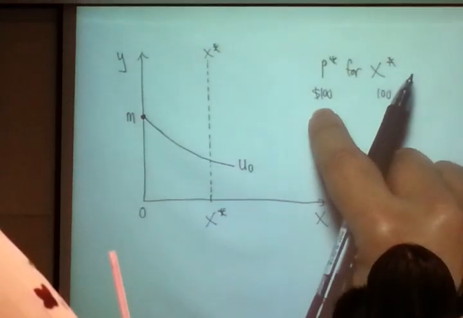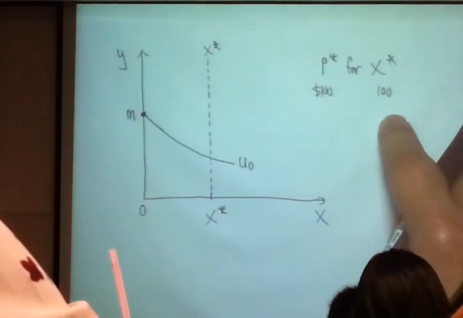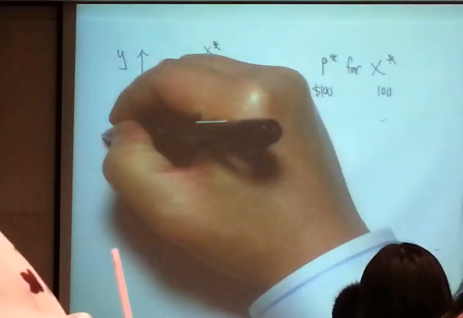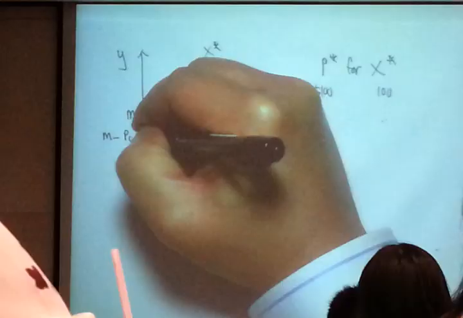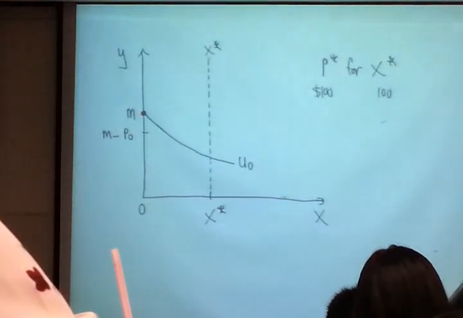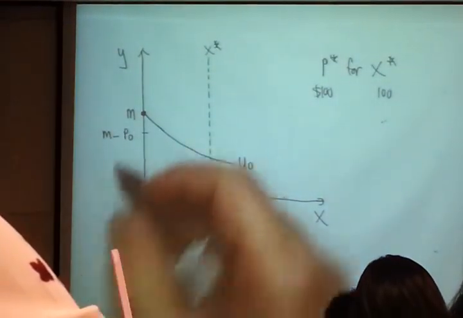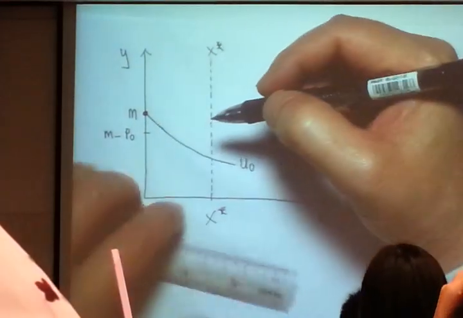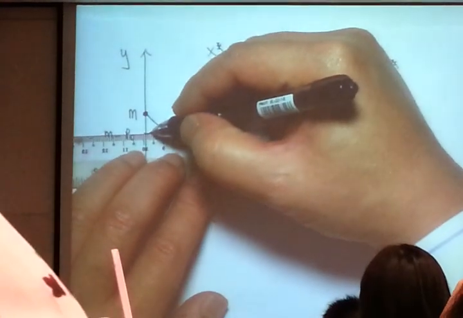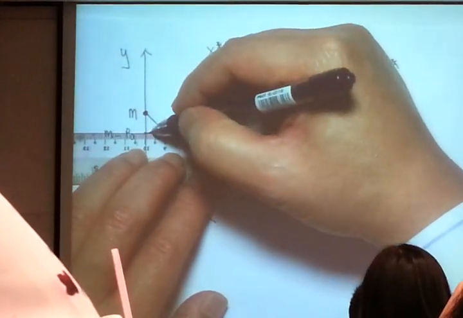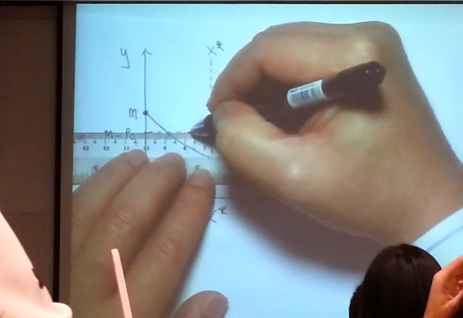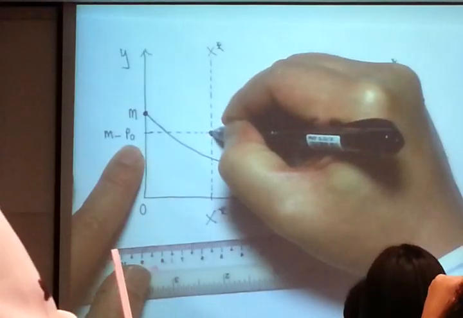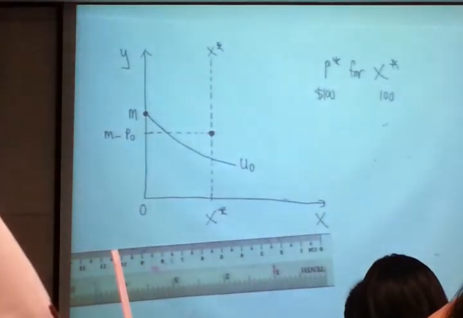If I charge him $10 for 100 units, I charge him a very low price. Now, if I charge him a very low price, then his remaining income will be M minus P0. Agree? If I charge him very little, $10, therefore his income will fall by this. And he paid P0, he gets X star. So where will he be? If I charge him P0 for X star, his remaining income will be here, but his X star will be here. You agree or not?